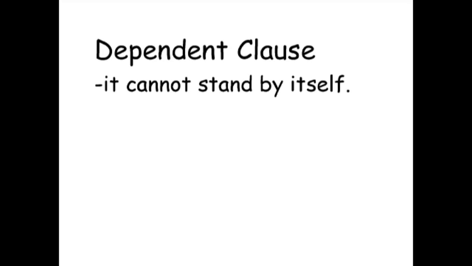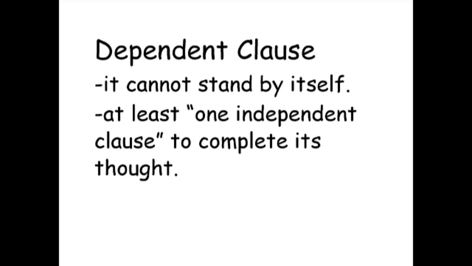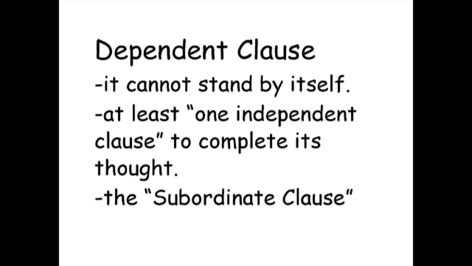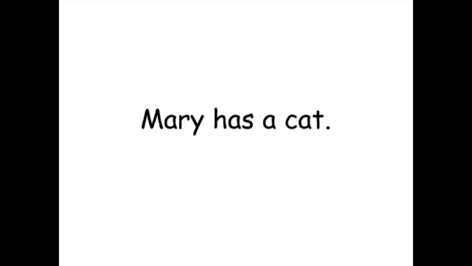The second type, the dependent clause. A dependent clause differs from independent clause because it cannot stand by itself. It needs at least one independent clause to complete its thought. This clause can also be called as the subordinate clause. Example: in our sentence earlier, Mary has a cat. We can add any subordinating conjunction to it to make a dependent clause.